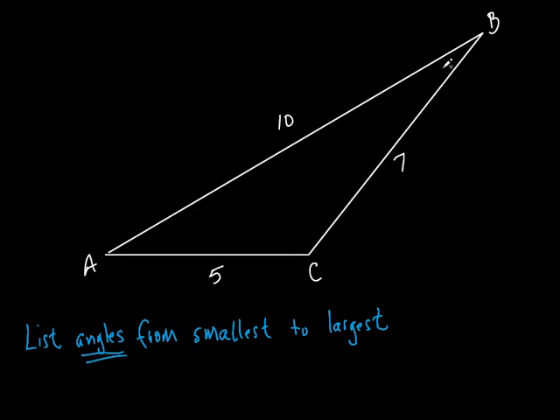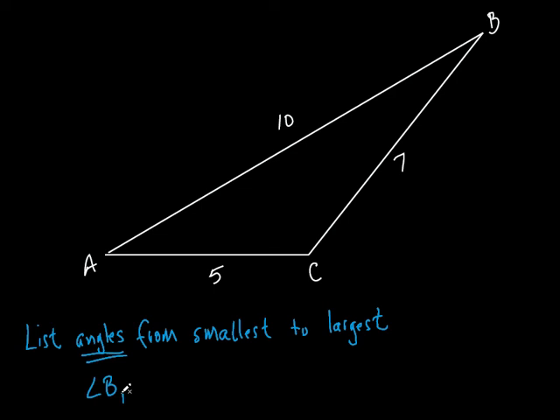It's B. Why is it B? Because it's opposite the smallest side. So what do you do? You look for the side first, don't you? The smallest side. And where is opposite? It's angle B. So angle B is the smallest angle. All right? What's the next largest one?